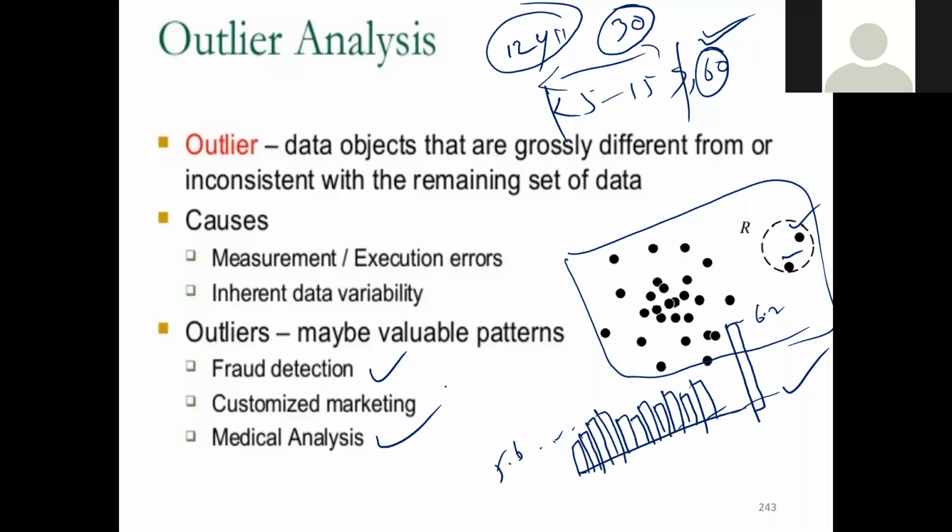It identifies anomalies, in case of fraud detection, or both in case of medical analysis also. So what is meant by anomaly here?